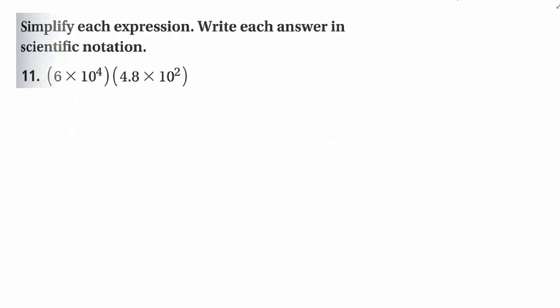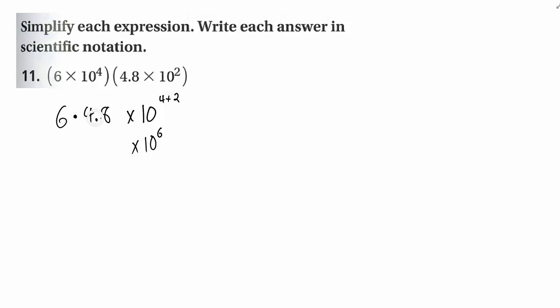For number 11, we're multiplying numbers in scientific notation. I find it more convenient to multiply those first, they behave like coefficients. And then for the scientific notation, the tens, we know that they have a base of 10, so you can add the powers of 10. So this is times 10 to the 6th power.